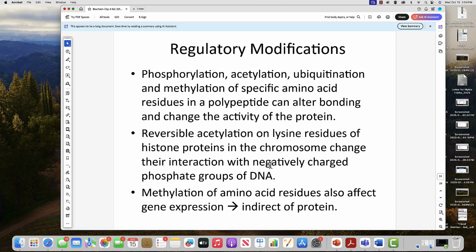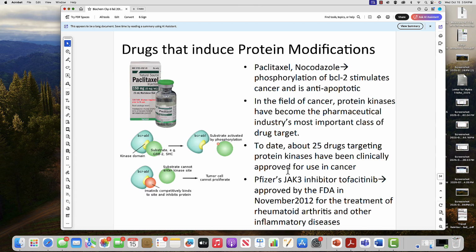It can cause a protein to be arrested in the cytoplasm, or it can cause a protein to be activated and trigger a cascade, thereby going into the nucleus and regulating gene expression. Ubiquitination can stimulate a protein to undergo degradation by adding an ubiquitin to the protein. So all of these, again, are important, and they are also utilized in drug development. Okay, so there are certain drugs that induce protein modifications.